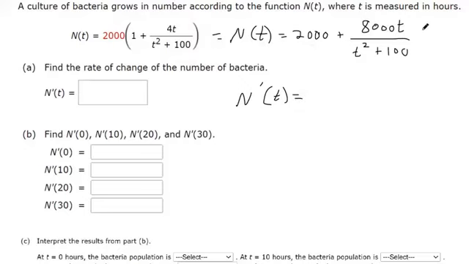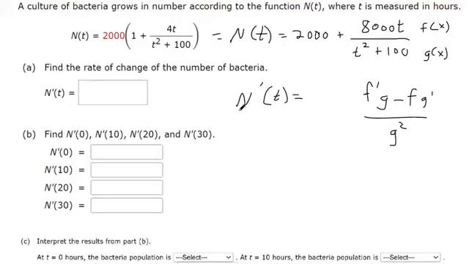Derivative of this, though, is probably best done using the quotient rule. We could call this f of x, and this is g of x. And if you remember, the quotient rule says that if you're taking a derivative of two functions that are being divided from one another, then it's f prime g minus f g prime all over g squared. You could write those off to the side if you want. The derivative of f is 8,000. The derivative of g is 2t, because the derivative of t squared, the 2 comes down, multiplies, gets reduced by 1. Derivative of 100 is 0.